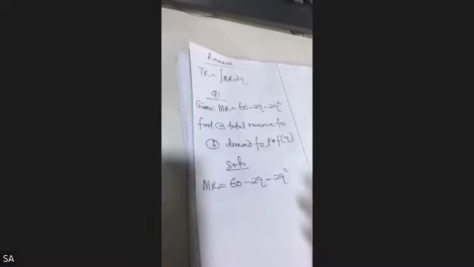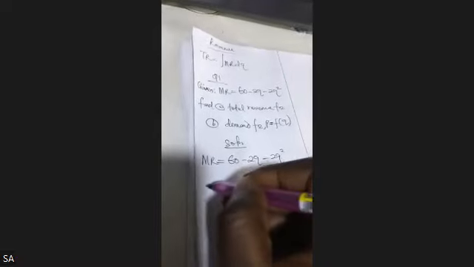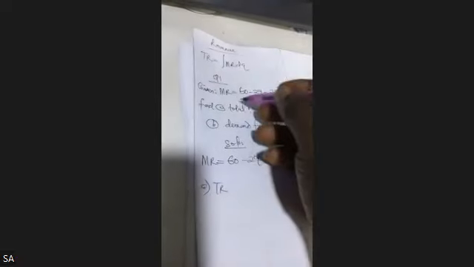So solution, take note, we've been given the marginal revenue to be 60 minus 2Q minus 2Q squared. So what do you do to get total revenue? The A part, to get total revenue, please integrate marginal revenue with respect to quantity. So total revenue will be the integral of 60 minus 2Q minus 2Q squared dq.